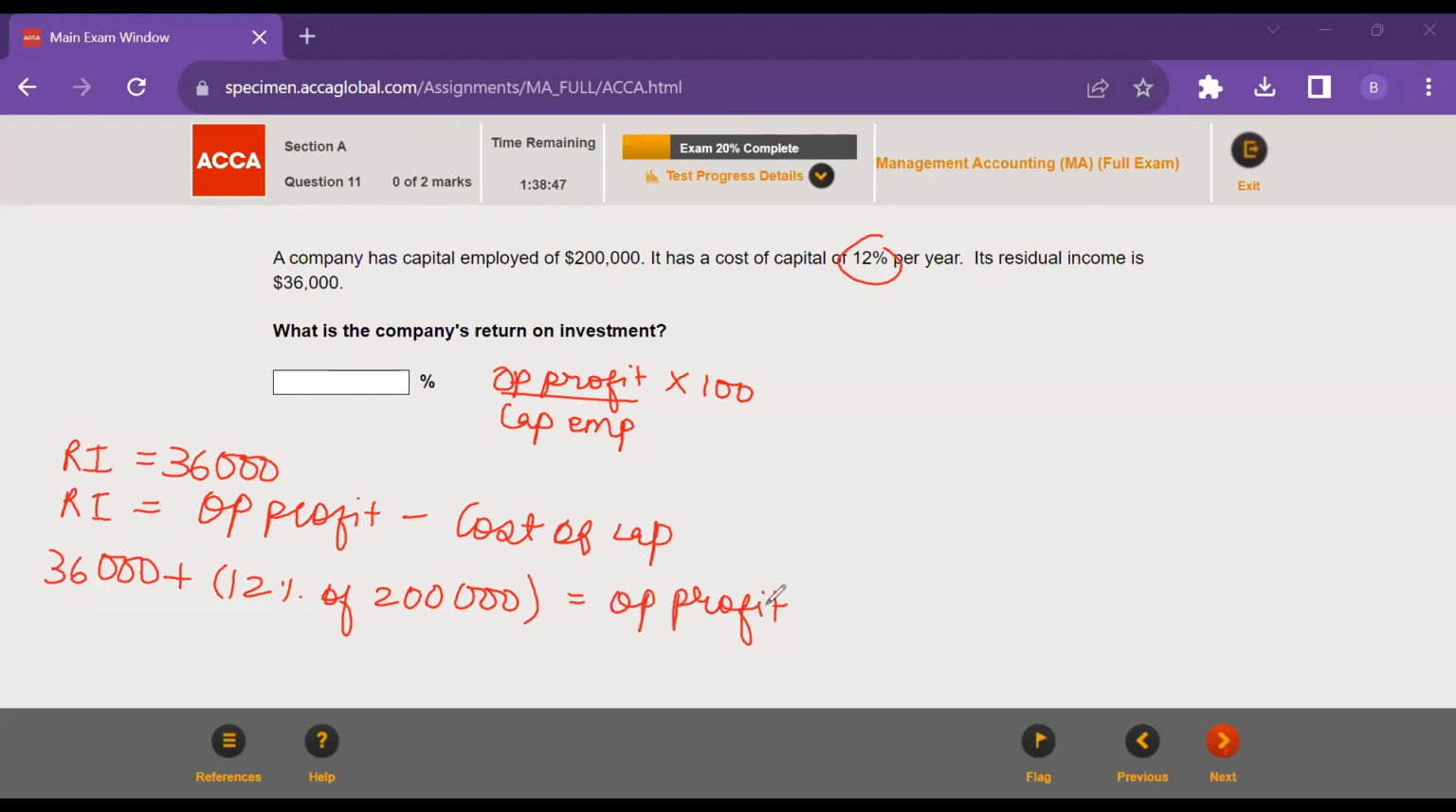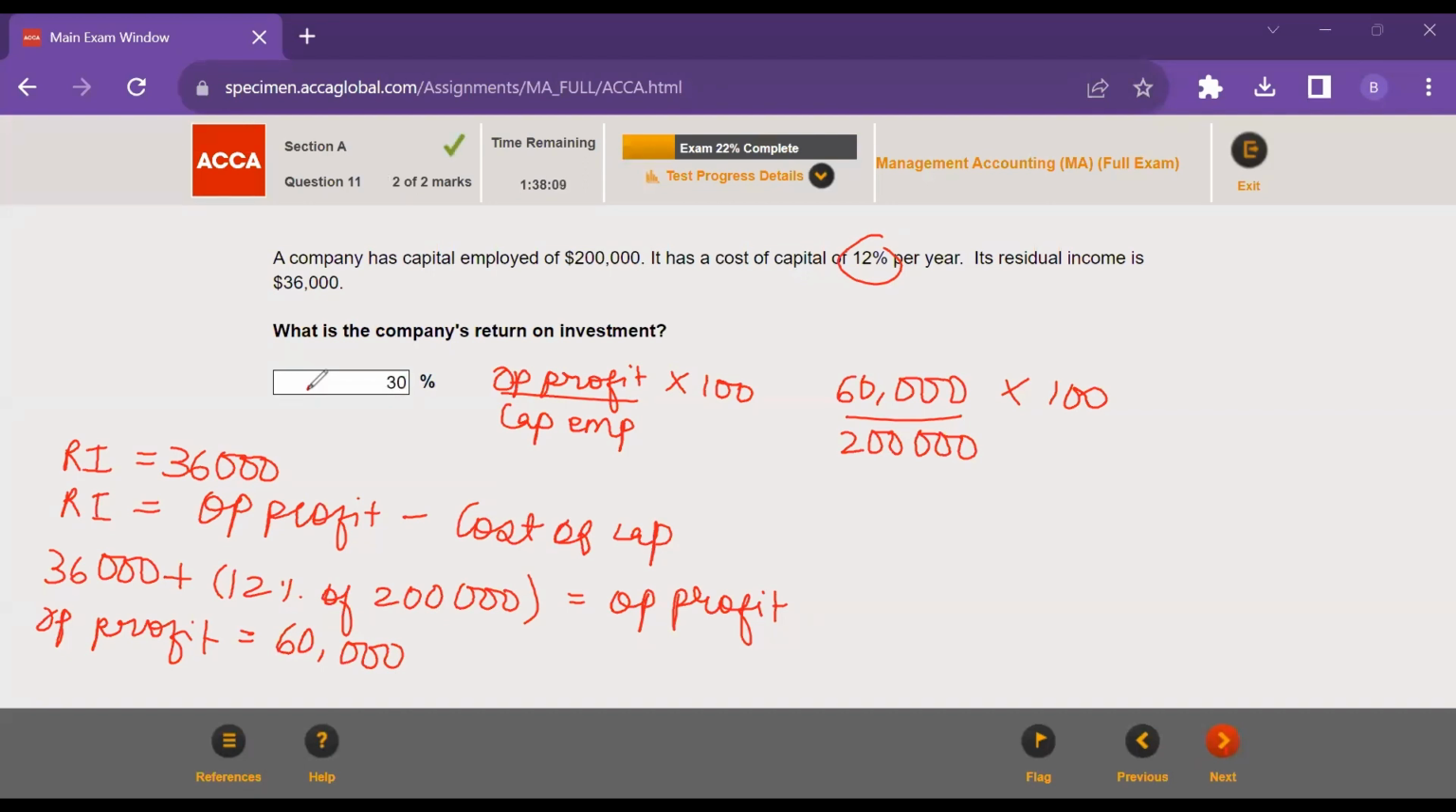And if I just add both of these figures up, I will get my operating profit as 36,000 plus 24,000, and that will give me $60,000. Now I have everything that I need for my final answer. I have to put the values in the formula that I've just put over here. So operating profit I found out as $60,000, and I will divide this with the capital employed, which is $200,000, and then multiply this by 100. So my answer will come out to be 30%. Right? So this is my answer.